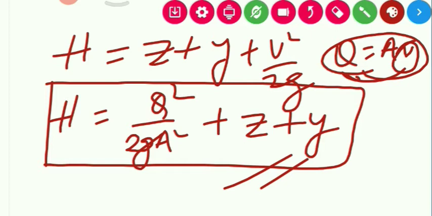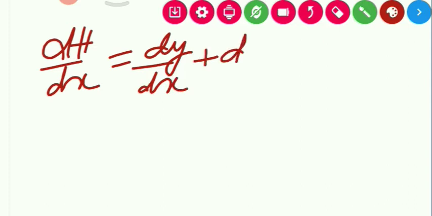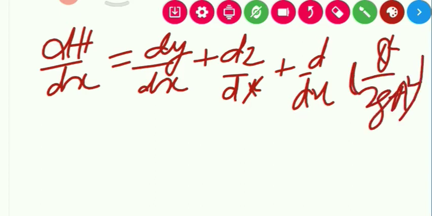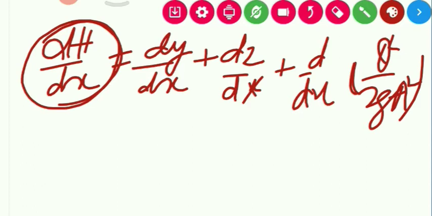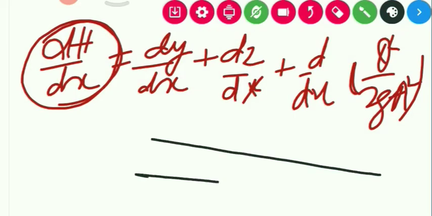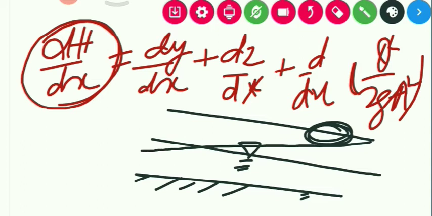And now if we differentiate this total energy term with respect to x, means along the length of the channel, then we get dH by dx is equal to dy by dx plus dz by dx plus d by dx of q square upon 2g A square. Okay, so what is H? H is the total energy. Means this was the channel bottom, this was water surface, and this is the total energy line. So if we differentiate this dH by dx, then we will get the slope of this energy line.